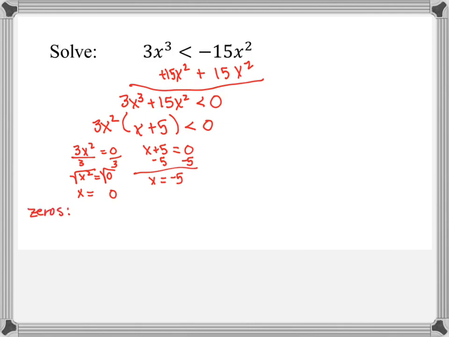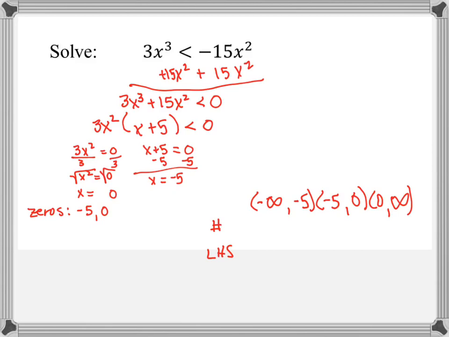So I have two zeros. My smaller one is negative 5. My larger one is 0. My intervals will be negative infinity to negative 5, negative 5 to 0, 0 to infinity. I will choose a number, evaluate the left-hand side, draw a conclusion.